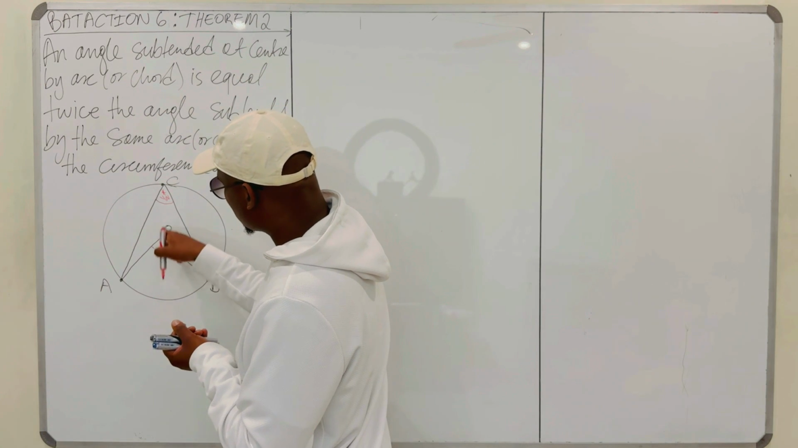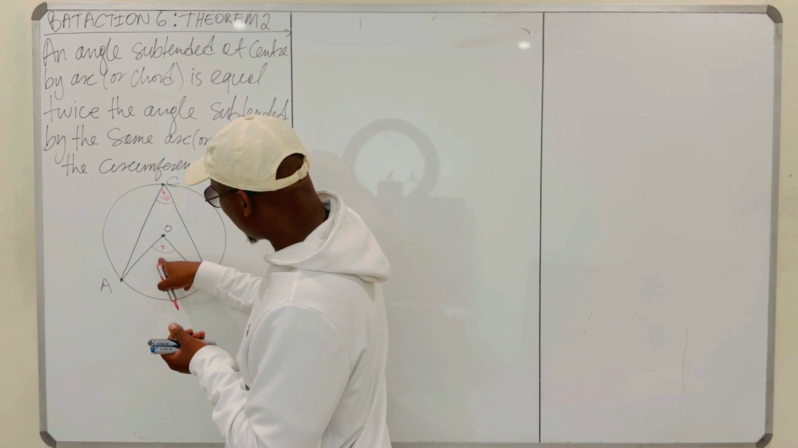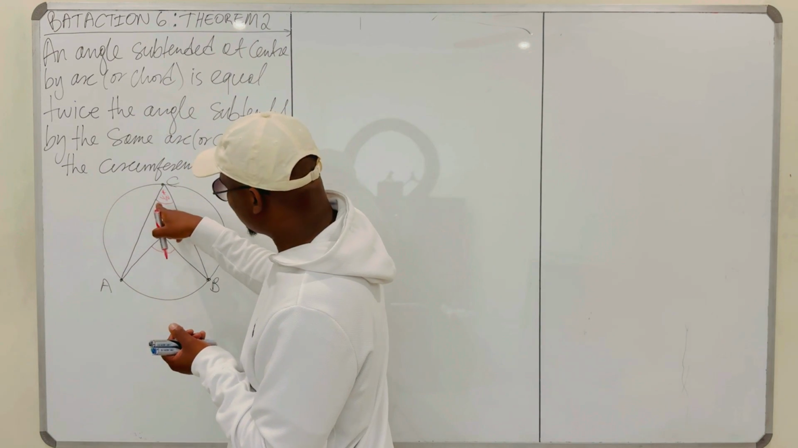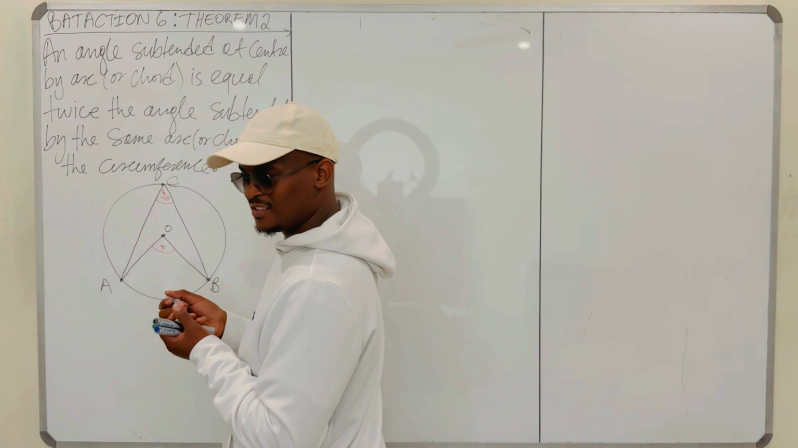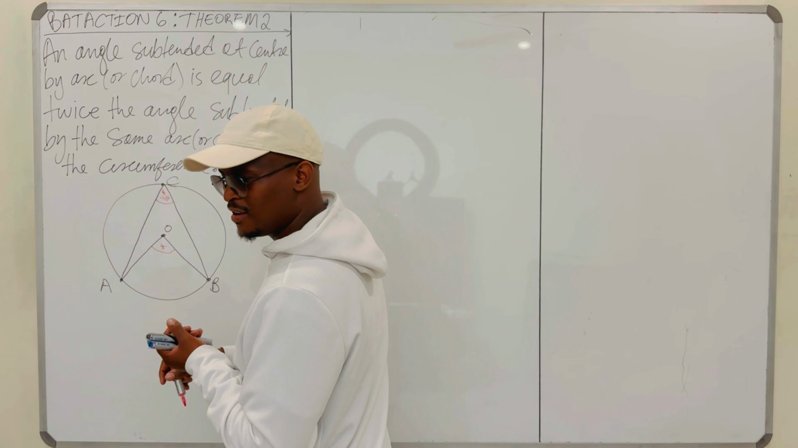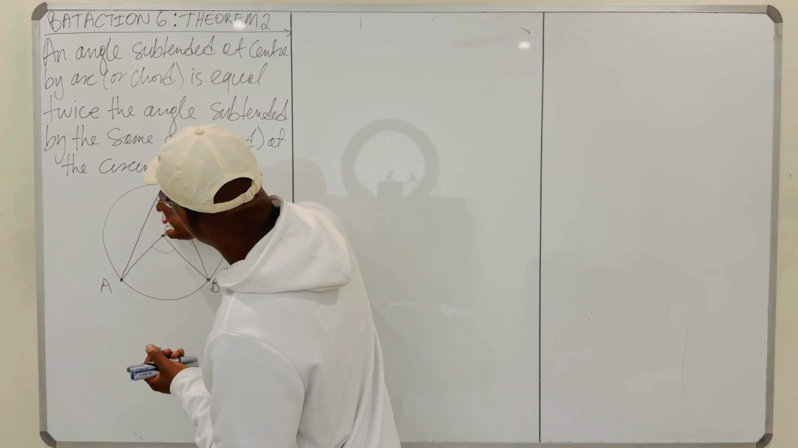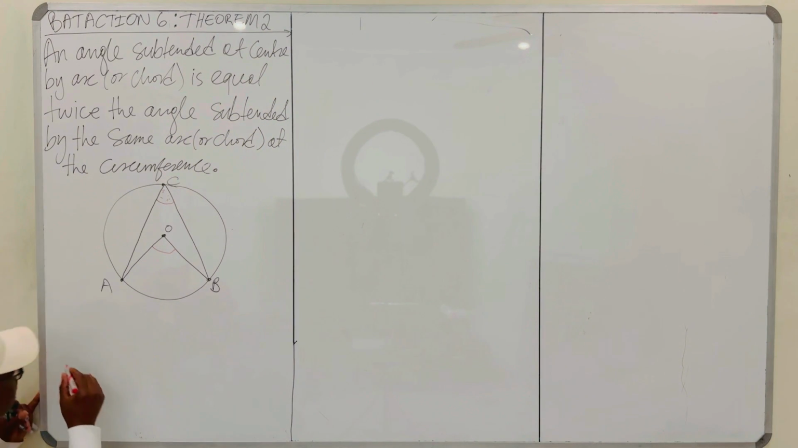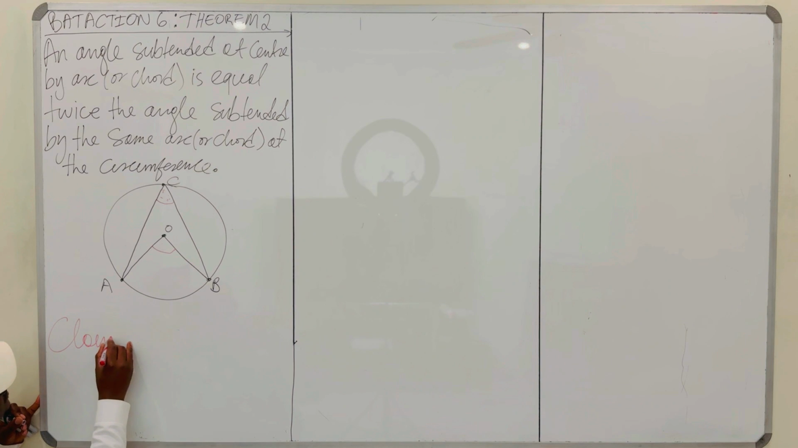Because I'm saying now this one is bigger. If this is star, then that is twice star, which is this one is bigger than this. So it should be half of star. Something like that. So our claim, which is what we want to prove, claim.